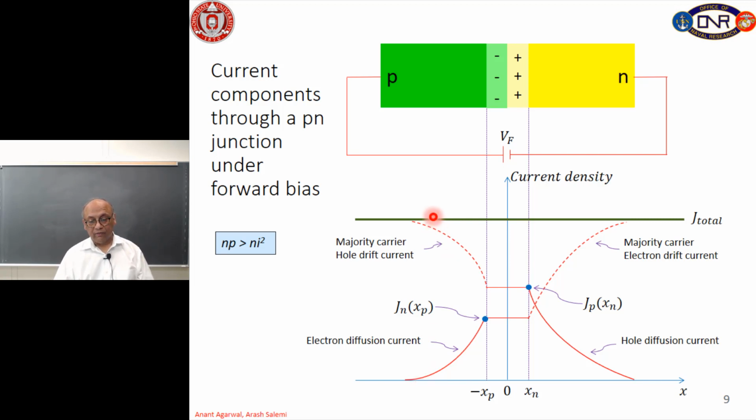Since the total current flowing is constant, we can say that the electron diffusion current plus the hole drift current is equal to the total current on both sides. So, these two components should add up to the total current all the time.